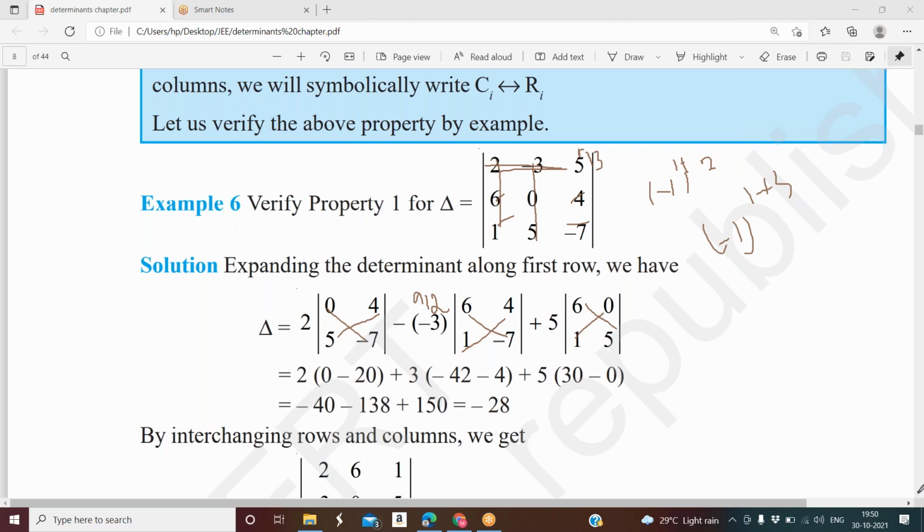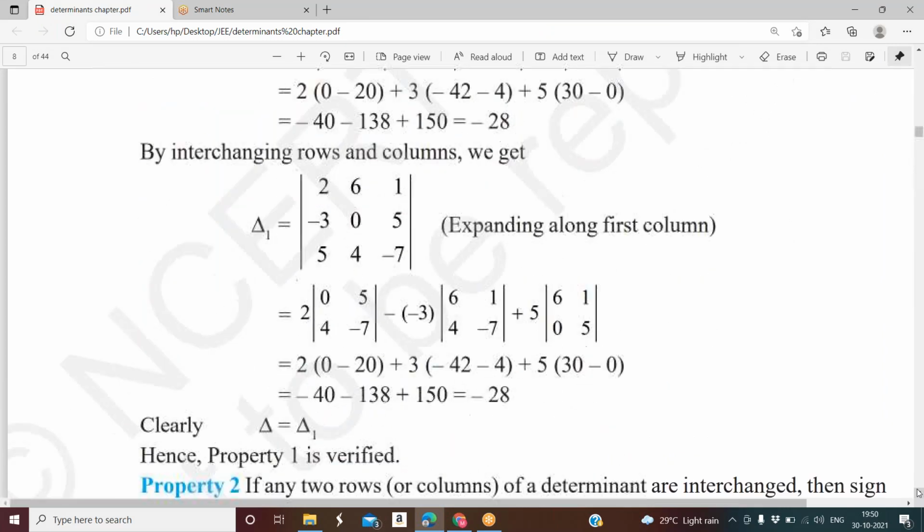determinant value of delta. Now I am going to interchange rows and columns. So the first row is written as first column in delta 1. 2, minus 3, 5. The second row is written as second column, it is 6, 0, 4. And the third row is written as third column, so 1, 5, minus 7. Actually, what we are doing is we are finding the transpose of the given matrix A. Now find the value of this determinant.